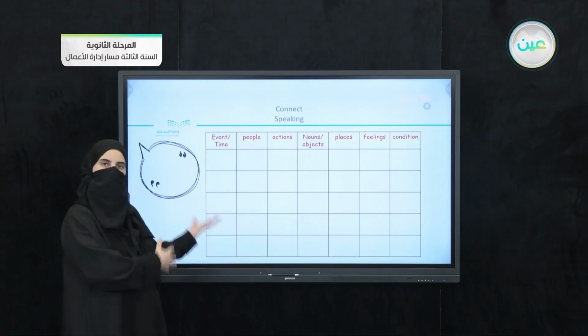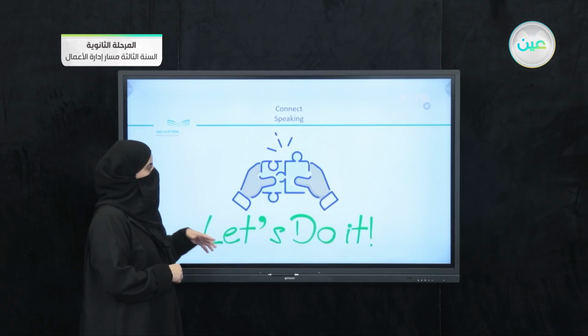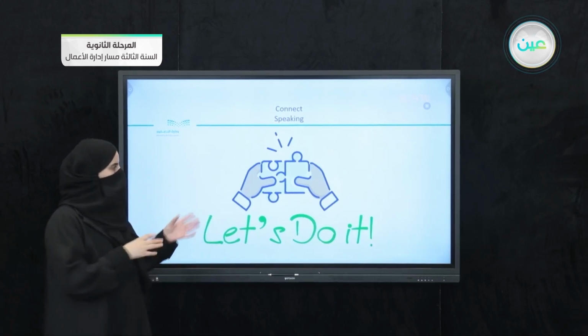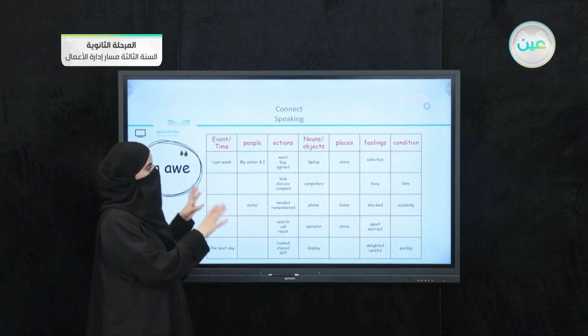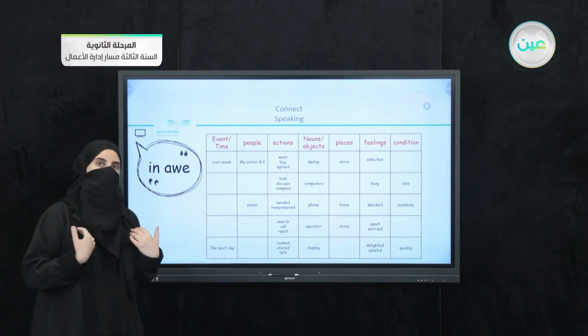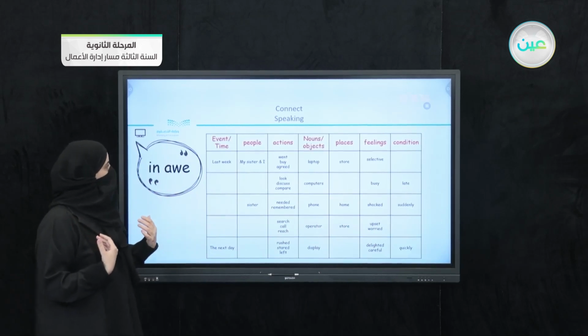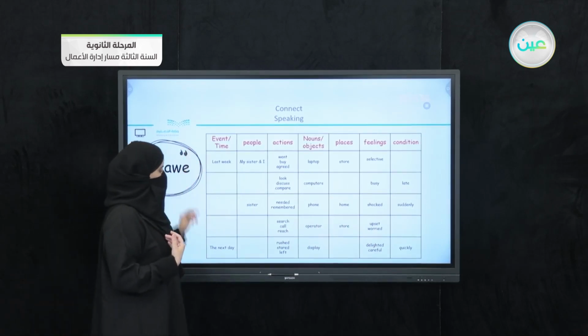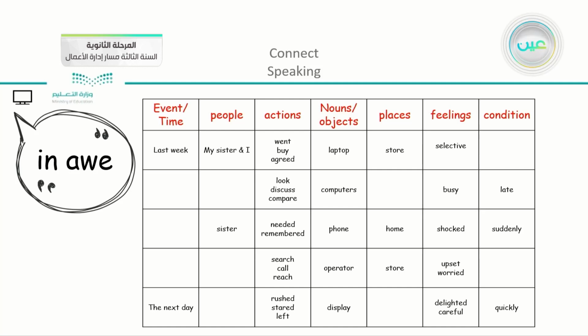If you have a story prepared, I did apply some kind of story with you. So we're going to go back to the table. You can see that I filled the table with my story. We have the event or time: last week, the next day. I also applied people: my sister and I. We have actions like went, buy, agreed, look, discuss, needed, remembered, and so on. You can see a lot of actions or verbs here. We have nouns or objects like laptop, phone, operator, and so on.